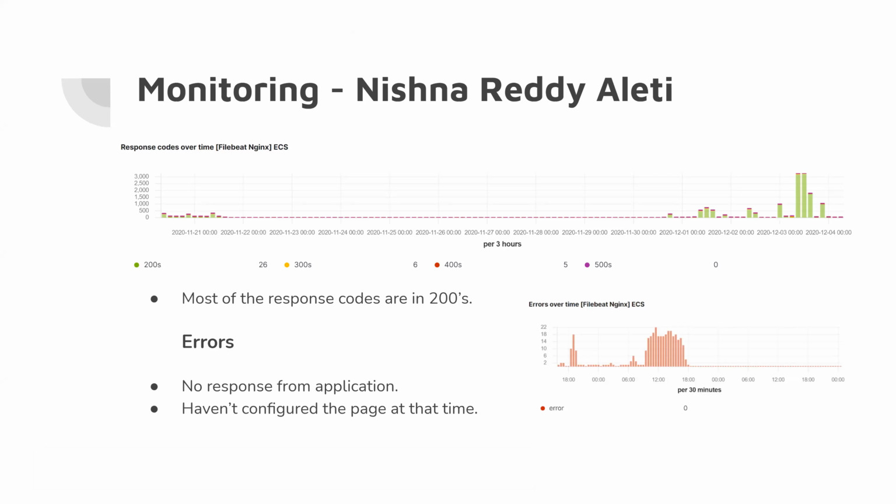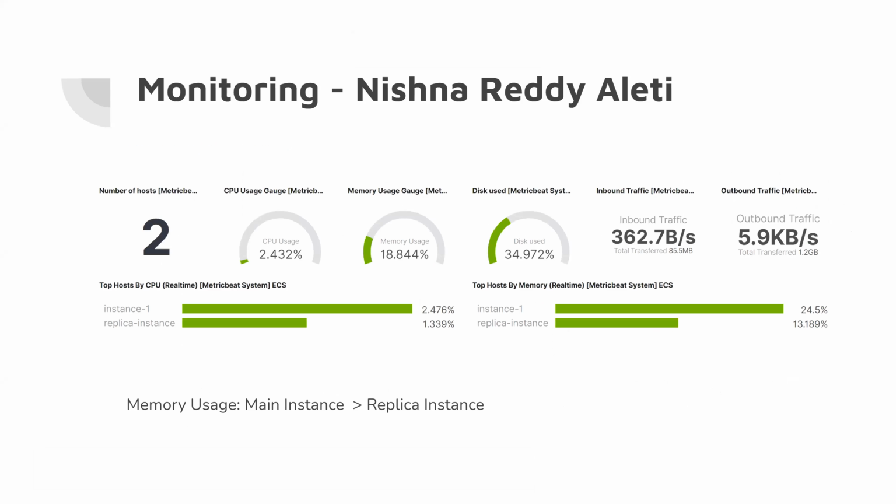But over time, we had a few errors. And these particular errors are significantly high on 21st of November. That's because we haven't had a particular page configured yet. So the application was not responding to the user, and hence we had errors. And from this graph, we can say that the memory usage of the main instance is greater than the replica instance with respect to the CPU usage, memory usage or the disk used.